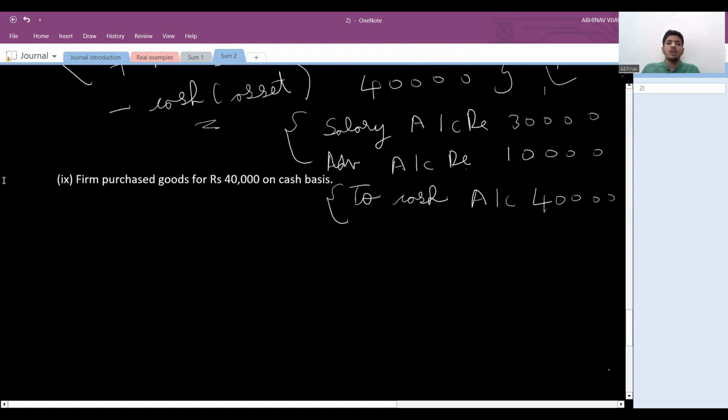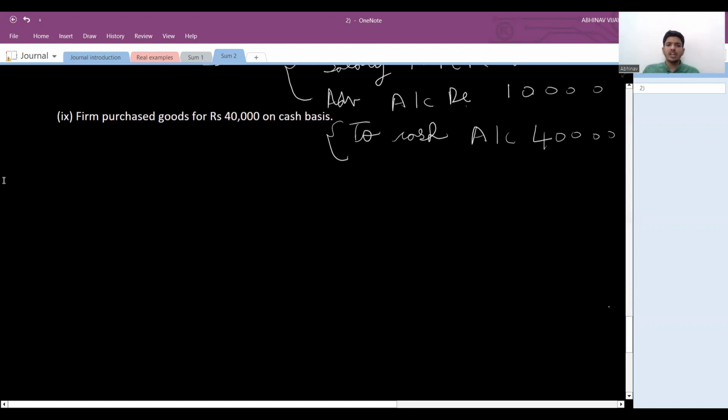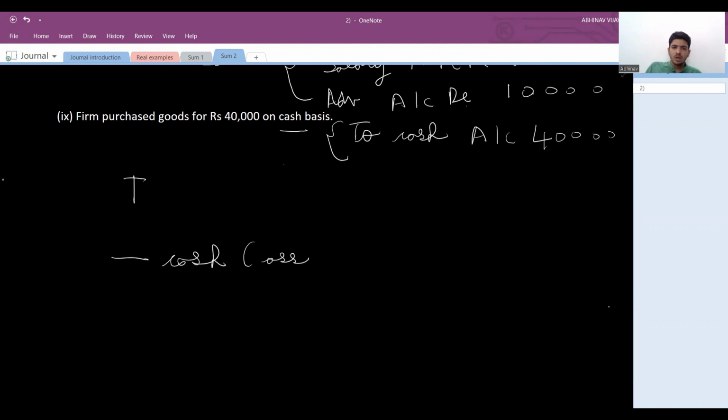Yeah, now firm purchase 40,000 rupees on cash basis. What is cash basis? Cash basis means for cash. That means he made cash payment. That is cash basis. Logic. Cash gets reduced, 40,000.